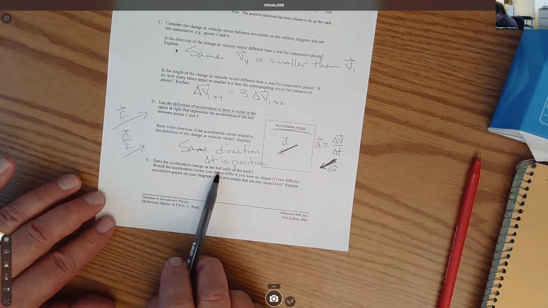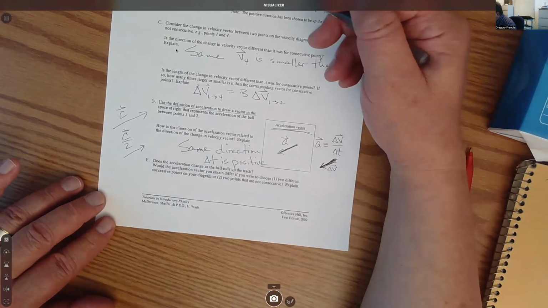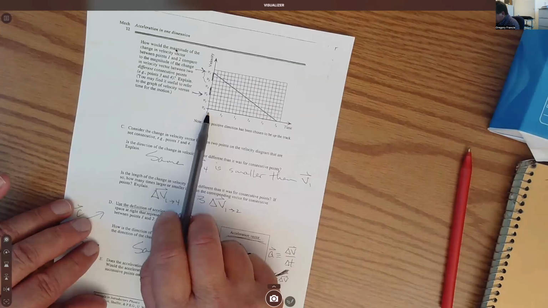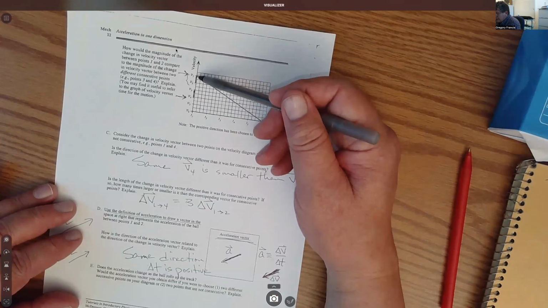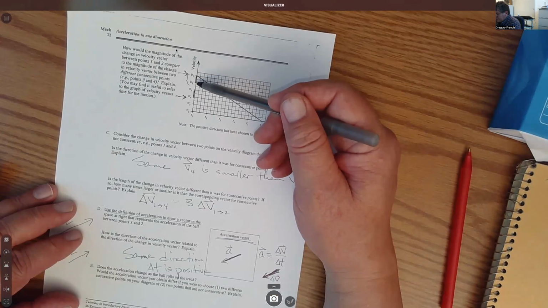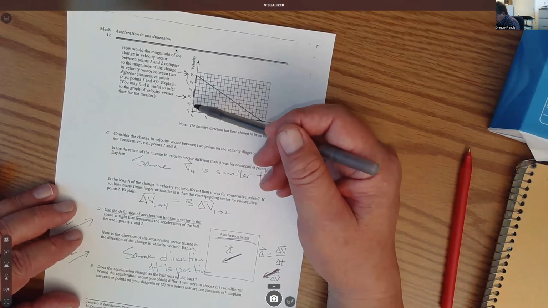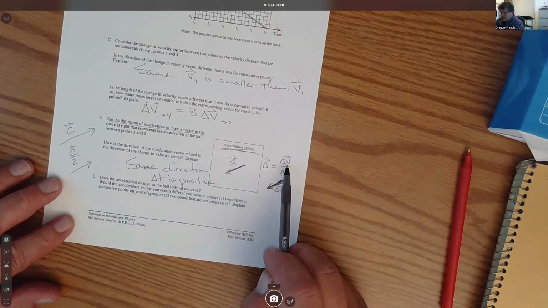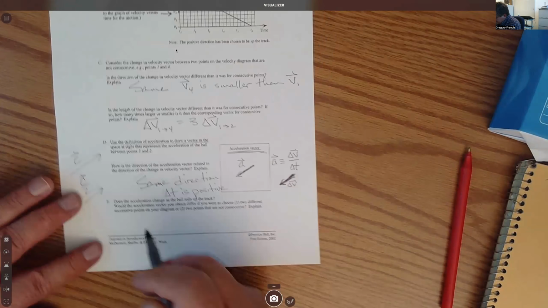Does the acceleration change as the ball rolls up the track? Well, no. We find that for every equal time interval on this graph, let's say 1/10 of a second, I've got exactly the same change in velocity. So whether I go from 1 to 2, or from 3 to 4, or from 5 to 6, I'm always dividing the same delta V by the same delta T. So the acceleration stays the same.